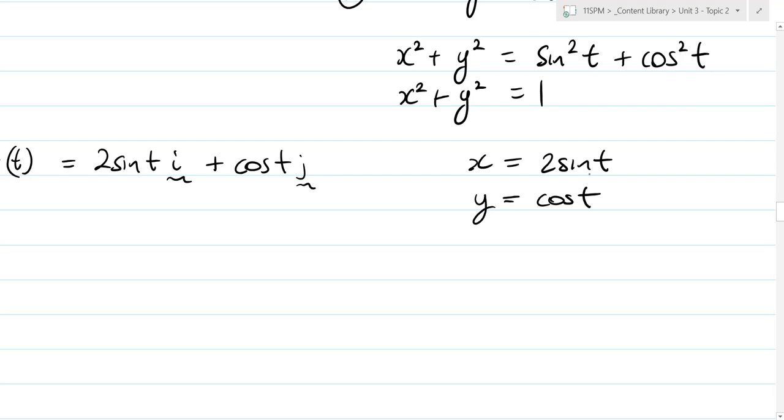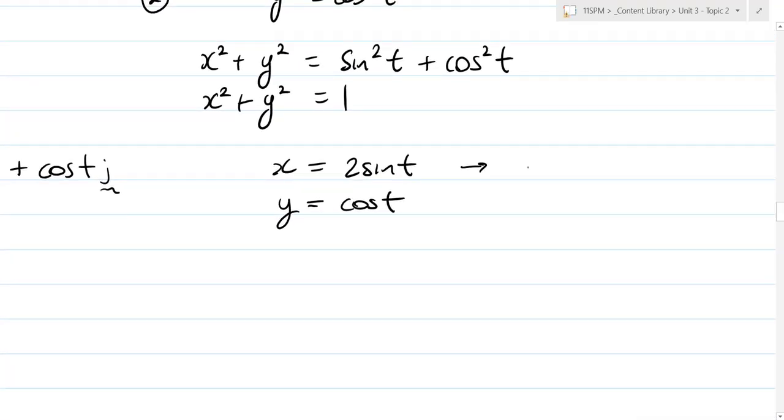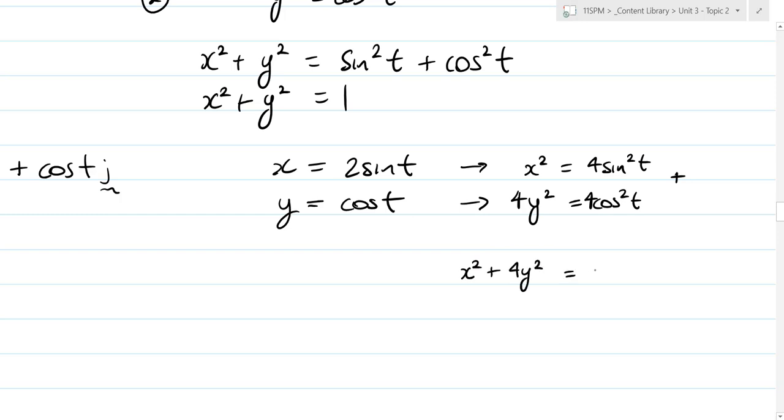Well, how about we square them anyway? Okay, now what can I do here to fix the problem that I have? What about if I change this to 4y squared, 4 cos squared t, and then add them together, and I get x squared plus 4y squared equals 4 times (sin squared t plus cos squared t)?